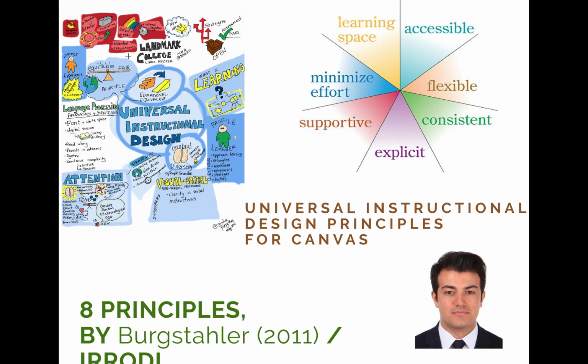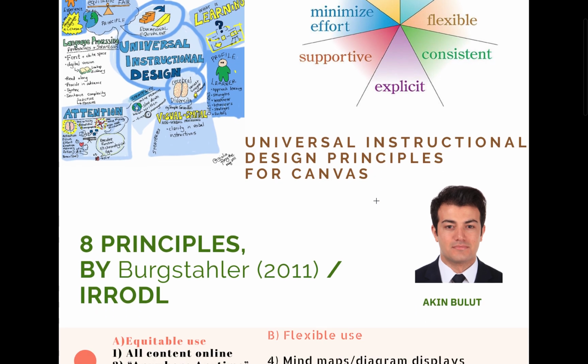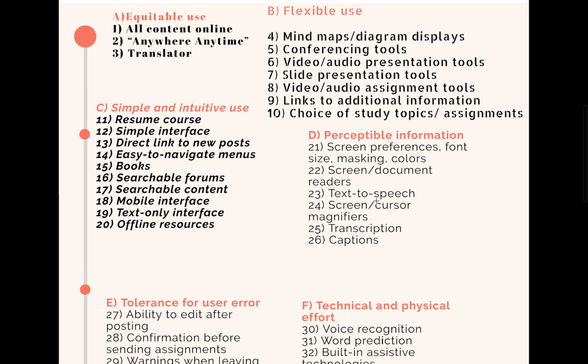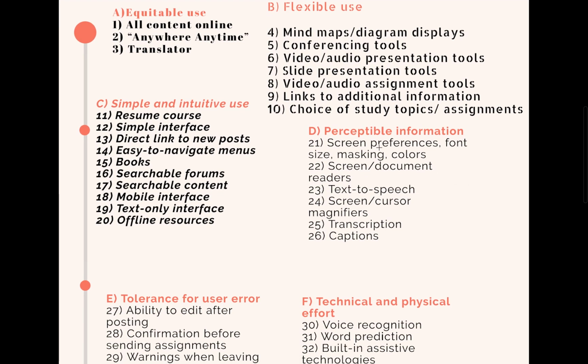And here is another concept map you can see: language processing, executable, learning, profile, visual, spatial, attention, etc. Now I will evaluate Canvas based on these 8 principles written by Burgstahler. Before we start the evaluation, I would like to go deeper into the principles. So let's start with the first one.